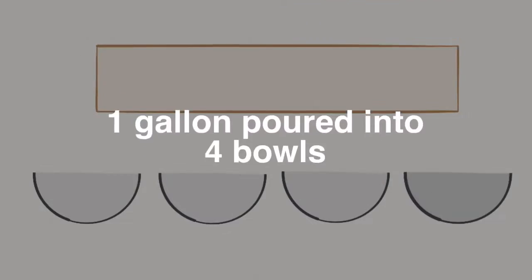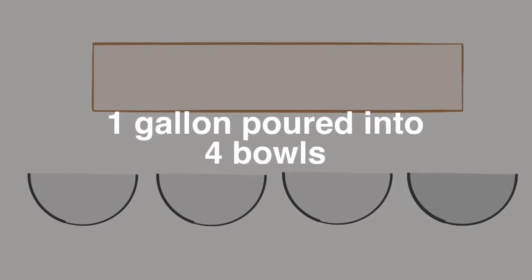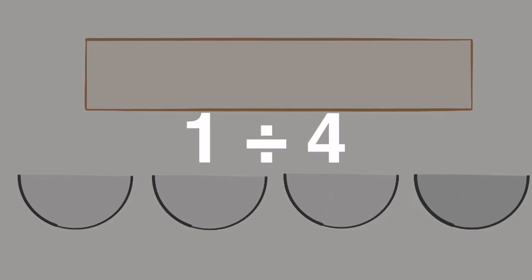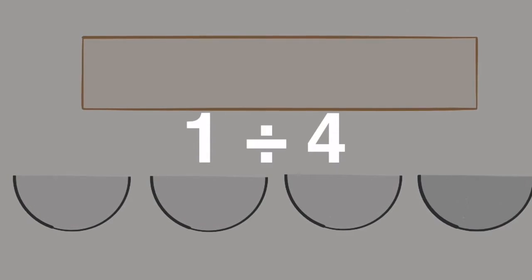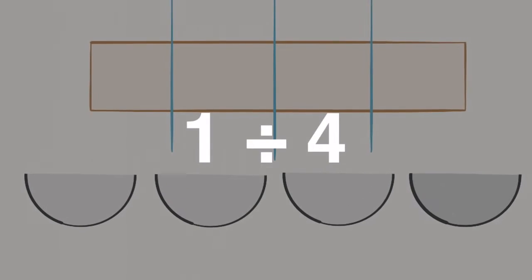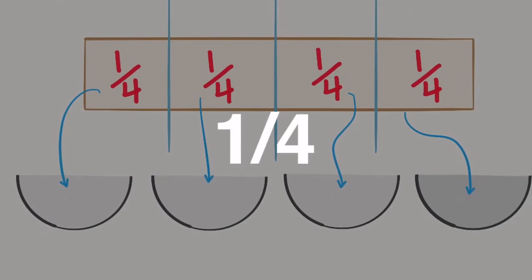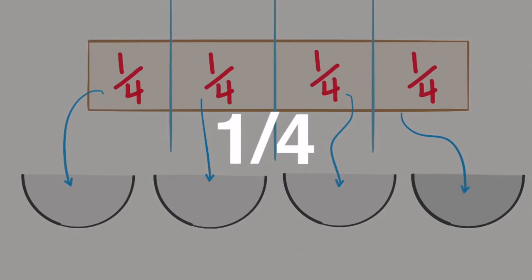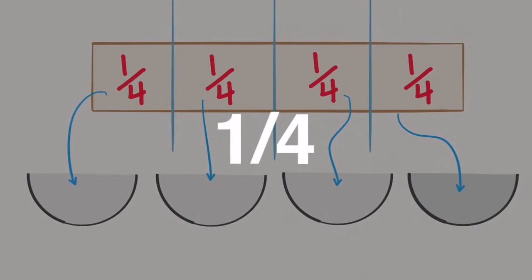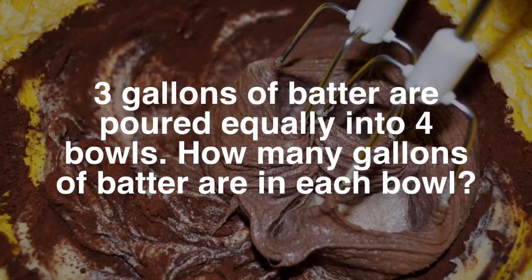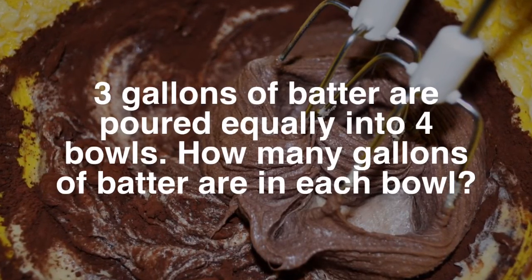And now I can take those fourth gallons and put them into each bowl so that every bowl has the same amount. On paper, we can write that 1 gallon being poured into 4 bowls is like 1 being divided into 4 groups. So we took our 1 whole and we separated it into 4 groups. And then we saw that each of those 4 groups was worth 1 part out of 4 that make a whole, which is 1/4.